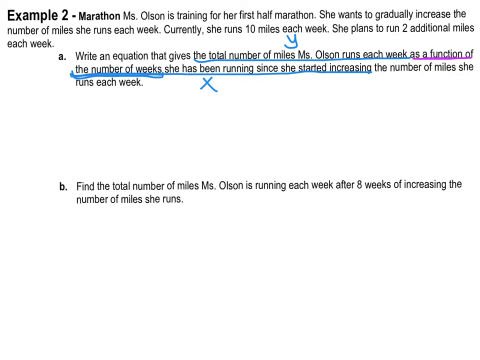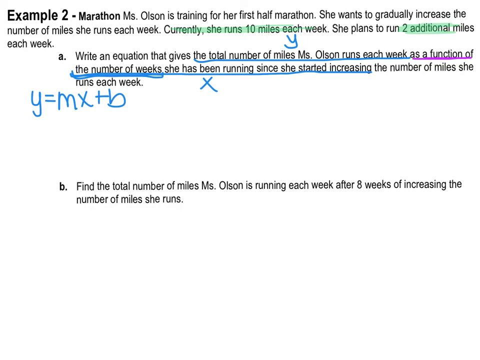So when I have to write my equation, y equals mx plus b, y represents the total number of miles Miss Olson's running, and x represents the number of weeks she's been running since she started adding those 2 miles in. Now I have to go back up to the top, and like I said, we're going to highlight what we know. So we're going to highlight that she currently runs 10 miles, and plans to run 2 additional miles each week.